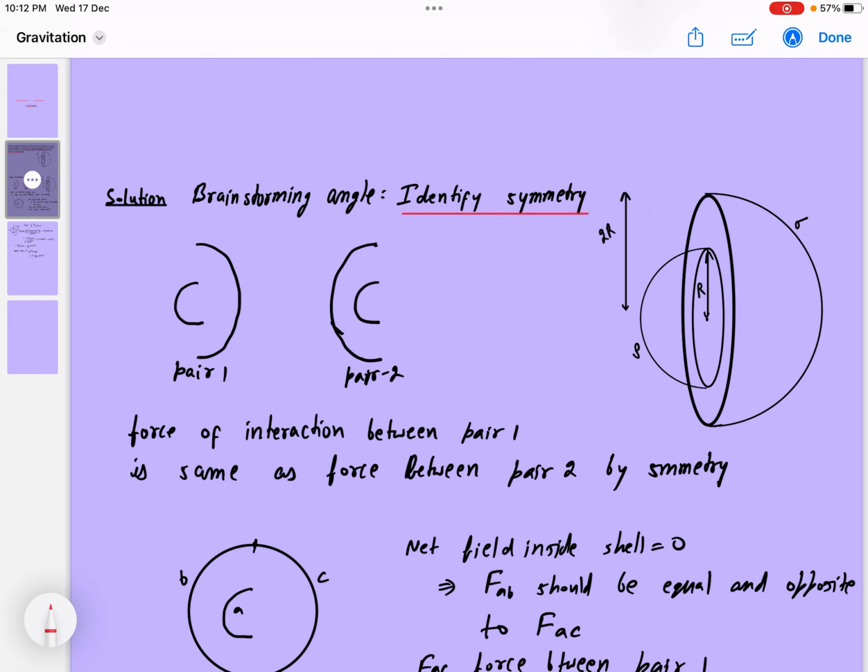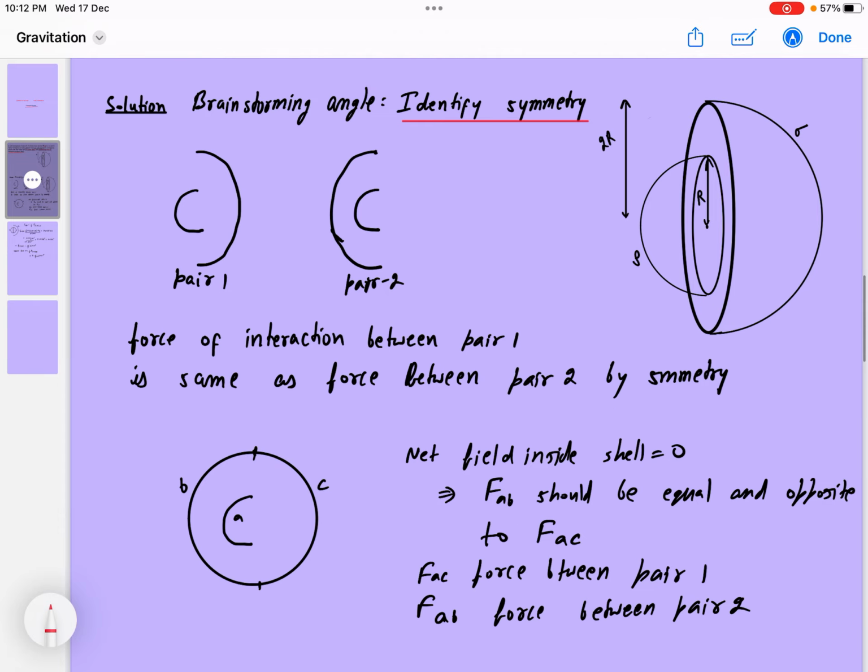Now to show you the symmetry, I am showing you these two pairs, pair 1 and pair 2. So in pair 1, we have the given arrangement, and pair 2 is a slightly different arrangement where the two shells, their directions are on the same side. Okay. Now the force of interaction in pair 1 is the same as the force in pair 2 by symmetry, and that is our crux point of the problem, right?